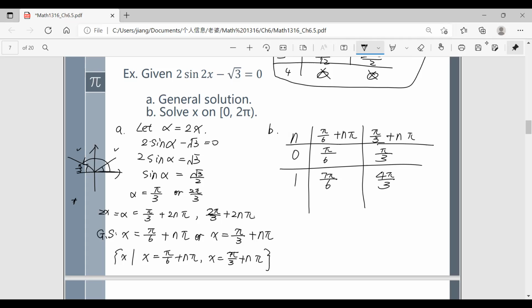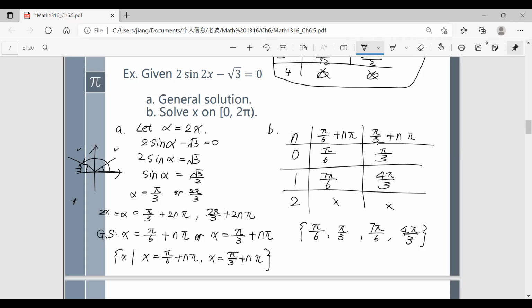It's also in the interval 0 to 2 pi. Yes, these two answers are good. So how about n equals 2? Pi over 6 plus 2 pi, and pi over 3 plus 2 pi, are more than the interval 0 to 2 pi. So I don't choose these two. That means I have 4 solutions, 4 angles: pi over 6, pi over 3, 7 pi over 6, 4 pi over 3.